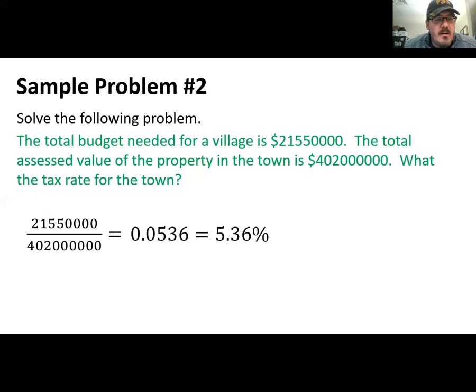So the $21,550,000 divided by the $402 million gets us a decimal of 0.0536. Convert that into a percentage by moving the decimal point 2 spaces to the right. And so for this particular community, the tax rate would be around 5.36%.